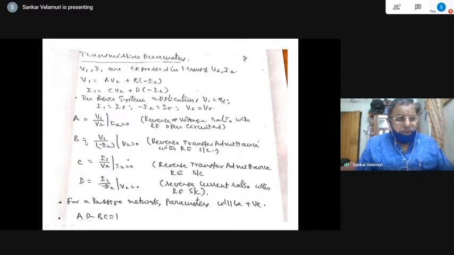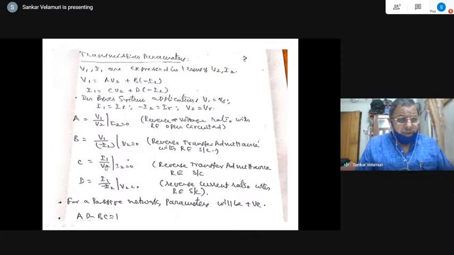Or let me explain C. When I2 is 0, then C is equal to I1 by V2. So again, V2 by I1 is the forward transfer ratio, and that is why this is called transfer admittance. It is called reverse transfer admittance in some textbooks, otherwise it is called transfer admittance in general. So it is a ratio of the input port source excitation current divided by V2.